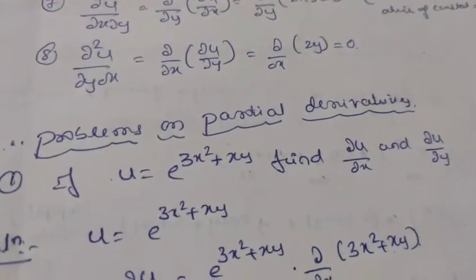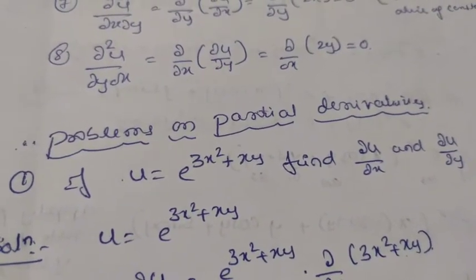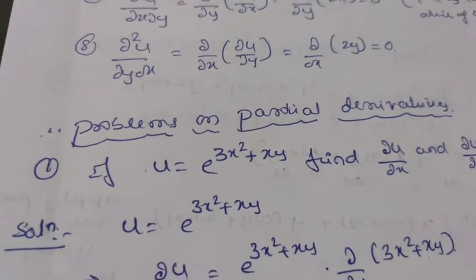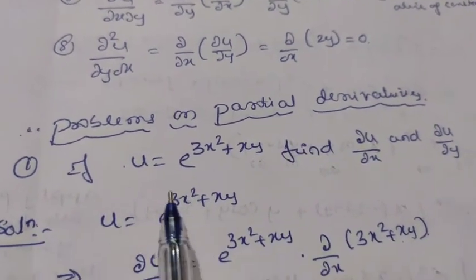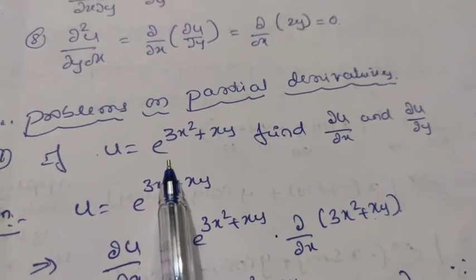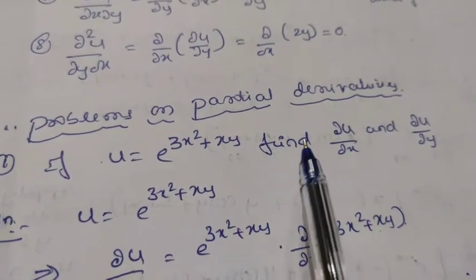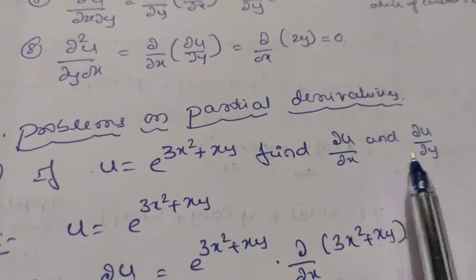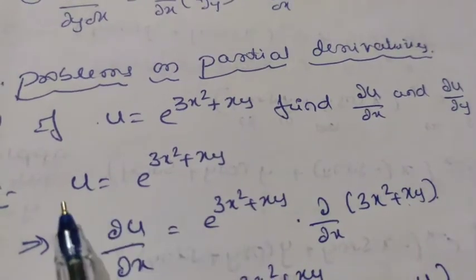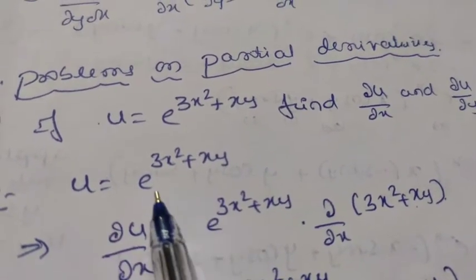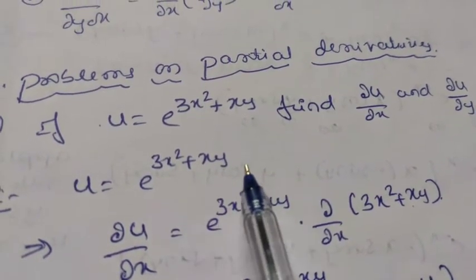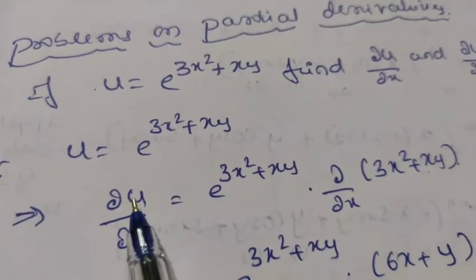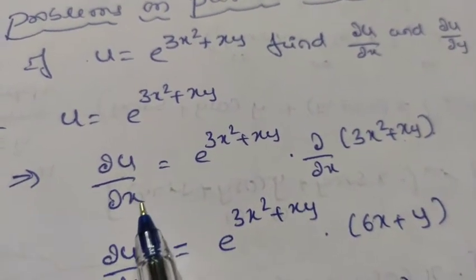Let us take one more example on partial derivatives only. Suppose u = e^(3x² + xy), then let us find ∂u/∂x and ∂u/∂y. Here u is equal to e raised to 3x² + xy.